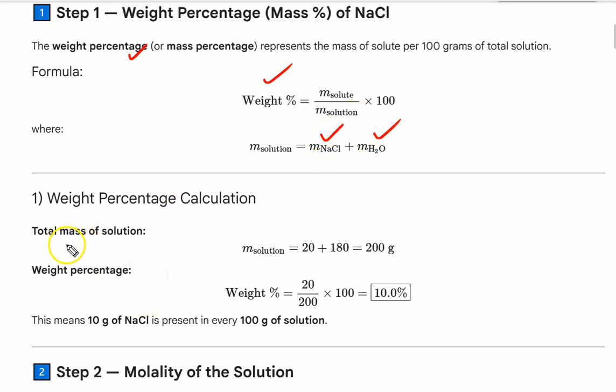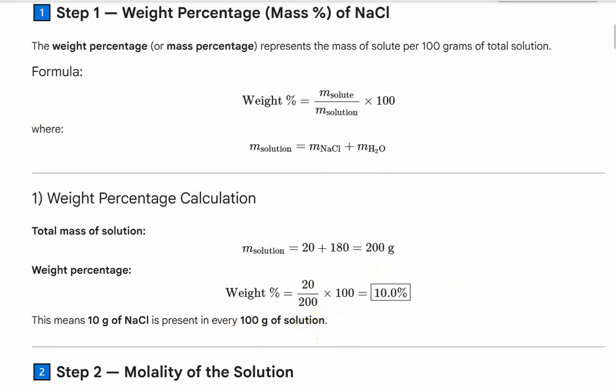So first we have to calculate the total mass of the solution. So total mass of the solution is 20, means mass of NaCl, plus mass of 180 of water. Total is 200 gram. Now from here we can calculate weight percentage. So weight percentage is M solute 20 divided by mass of solution into 100. So that is 10%. This means 10 gram of NaCl is present in every 100 gram of solution.